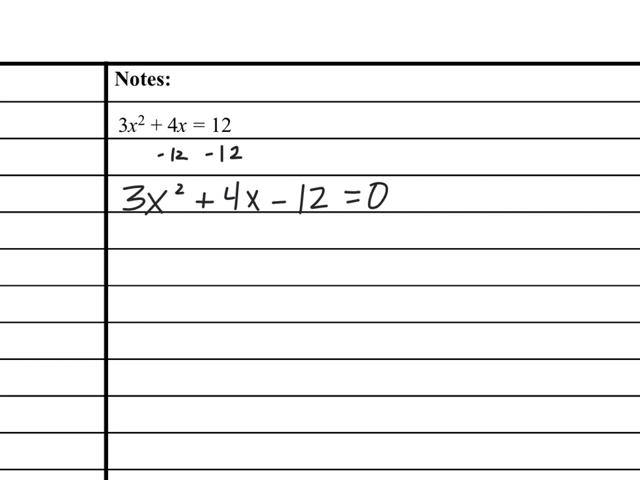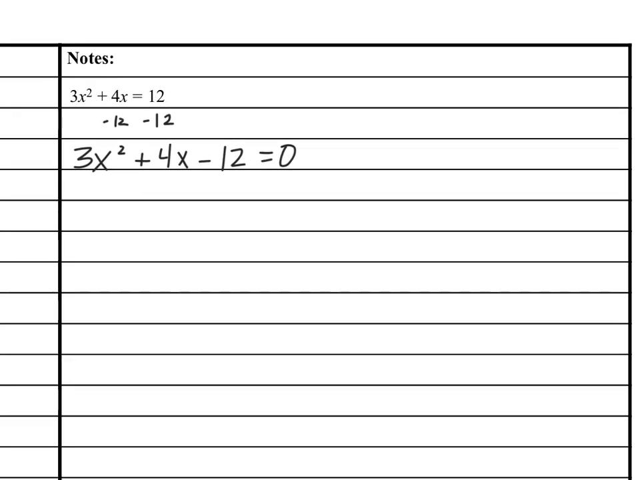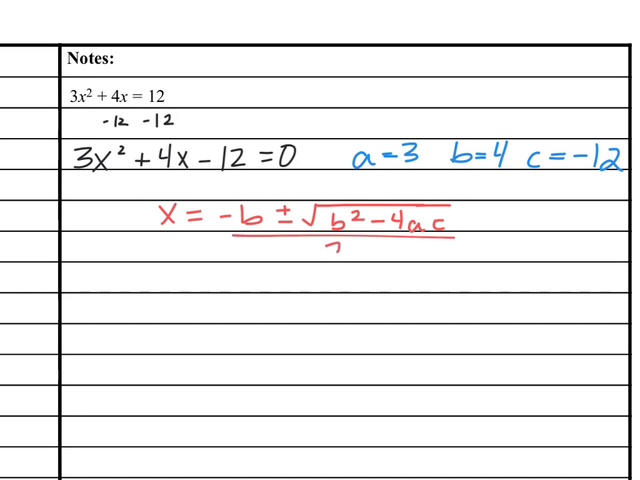That's better. Now you can write down, okay, what's A? What's B? What's C? A is 3. B is 4. C is negative 12. You have to make sure you take the signs in front. You write down your fancy little formula and sing a little song if you want. X is equal to opposite B plus or minus the square root of B squared minus 4AC all over 2A.